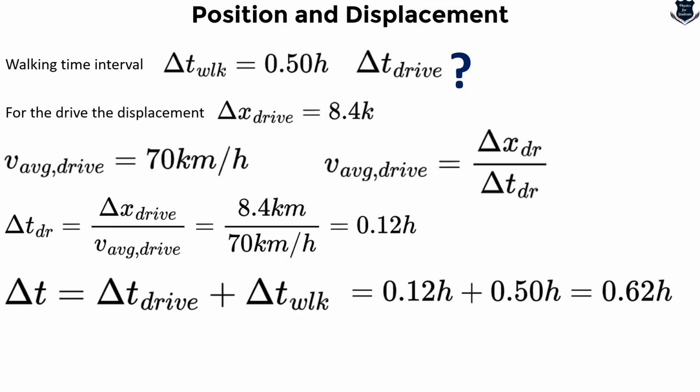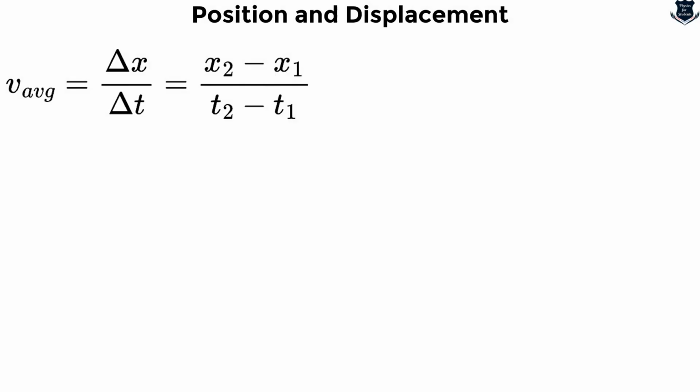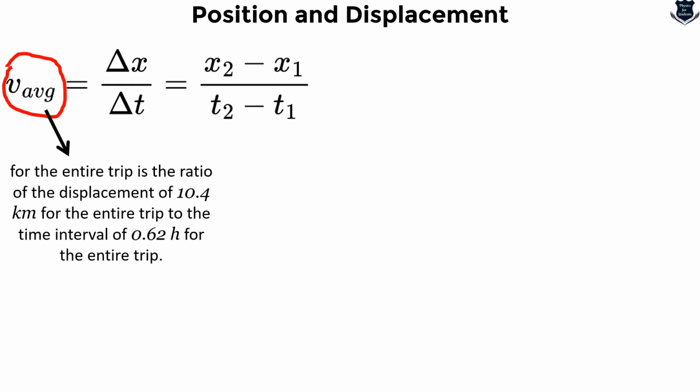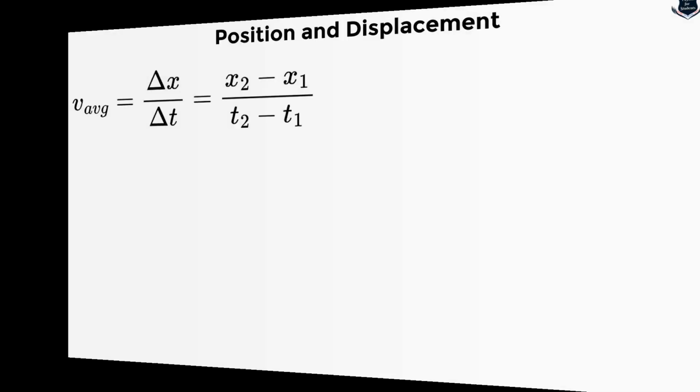Now there might be another question: what is your average velocity from the beginning of your drive to your arrival at the station? You want to calculate the average velocity. In order to do that, we just write the simple equation. What is very important to note is that this v_average for the entire trip is the ratio of the displacement of 10.4 kilometers for the entire trip to the time which we just calculated, 0.62 hour.